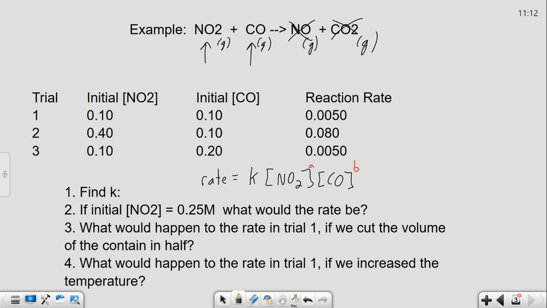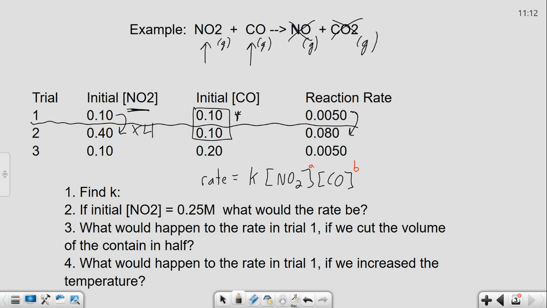So here's what we're going to do. We're going to use trial 1 as our baseline here. Why do I pick trial 1? Because it's got 0.1 for both, which is a really easy starting point to compare to. So if I look at trial 2, what have I changed? Well, these stayed the same, which is what I want. I want one thing to stay the same, and I want one thing to change. So in this case, if carbon monoxide stayed the same, I know it's not changing the reaction rate. So my only change in rate here must have come from nitrogen dioxide. And it went from 0.1 to 0.4. So that went up 4 times.